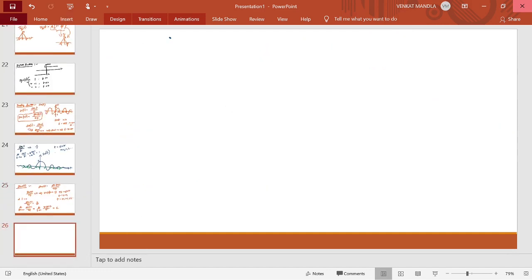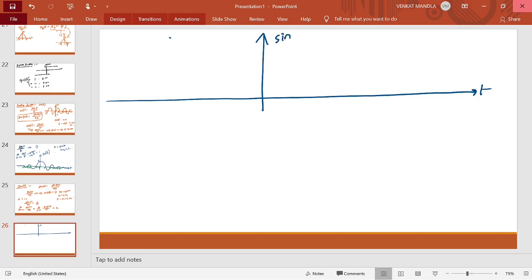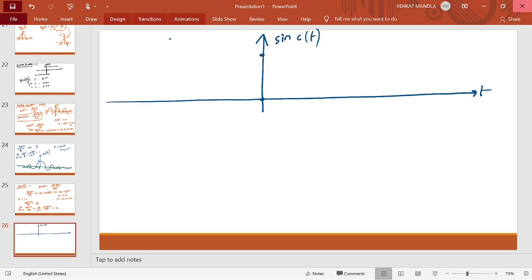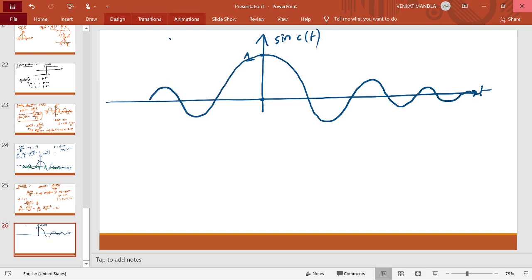So graphically, sinc t: at exactly 0 you have value 1, and because t is in the denominator, the amplitude decreases as t increases, and so on. At t equal to 0 your value is 1, and at t equal to 1, 2 you have zero crossings, then t equal to 3, 4, 5, 6, and t equal to minus 1, minus 2, minus 3, minus 4, minus 5, and so on. Okay, this is sinc t.